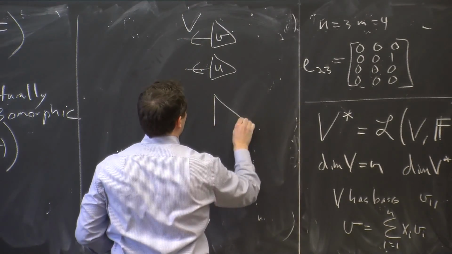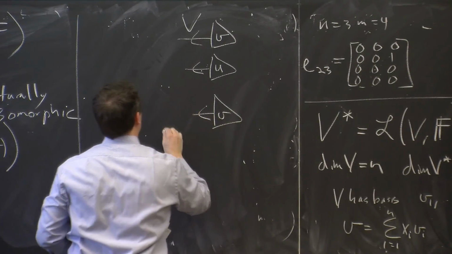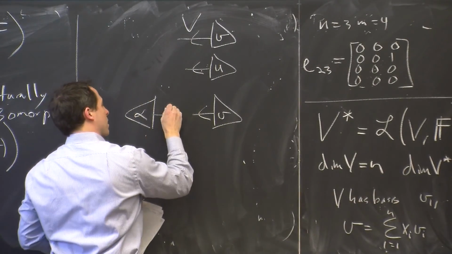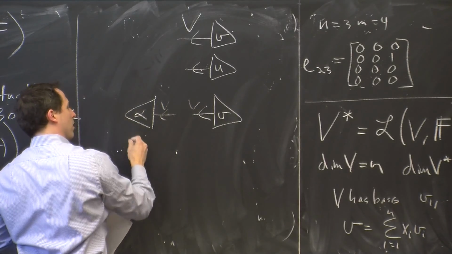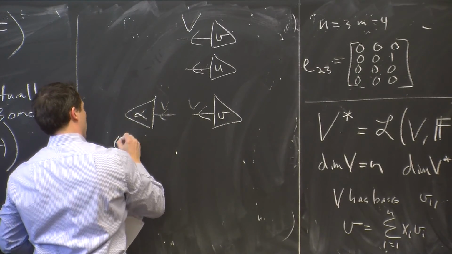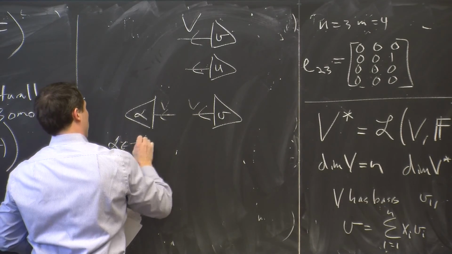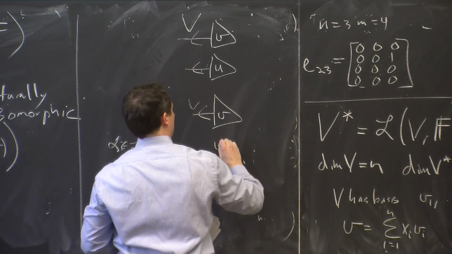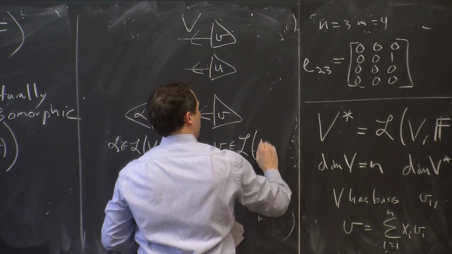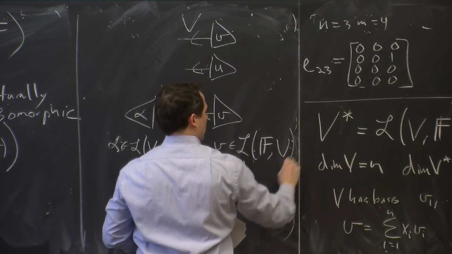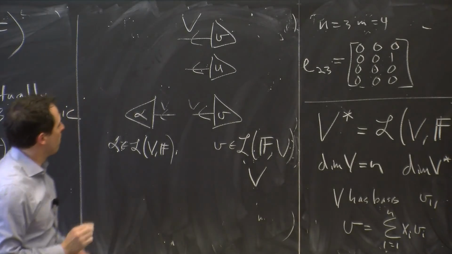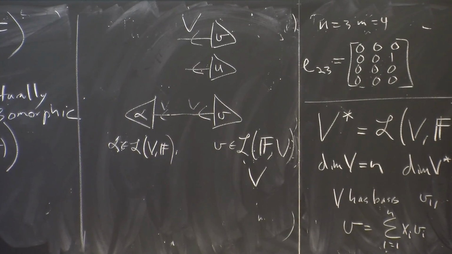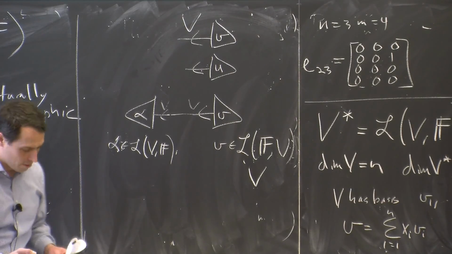However, if I have a vector and an element of the dual, that is a map from the vector space V to the field, so this thing is alpha in L(V, F), and v is in L(F, V), which is also called V. There is a way to plug these together without breaking any rules and without making any decisions. That's what we're saying.